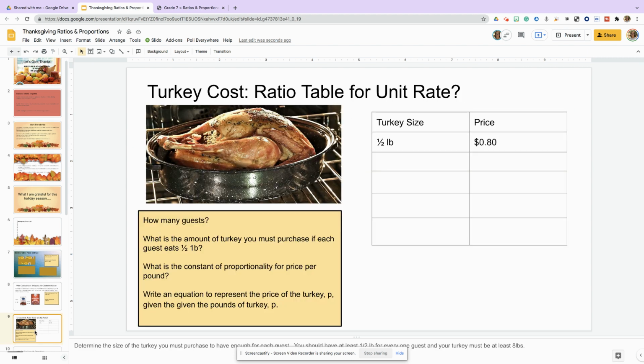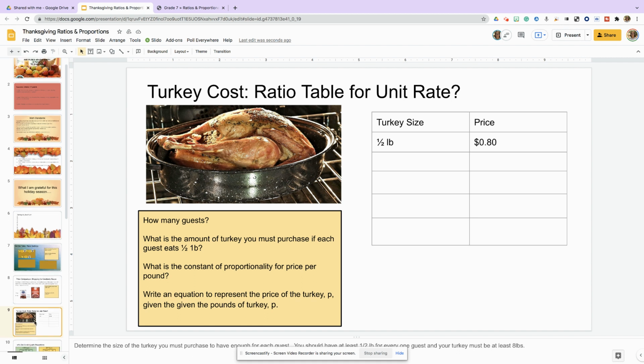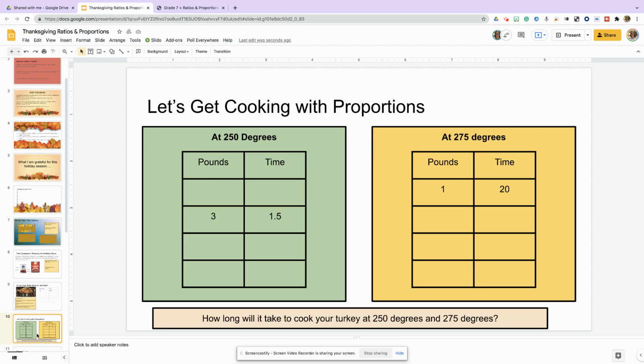And then, of course, the unit rate problem, which is to determine the total cost of their turkey. And of course, this ties into how many people they've invited. And once they start plugging in their values using this ratio table, they should be able to identify the constant of proportionality and write an equation to represent the price of the turkey and the cost given the number of pounds.